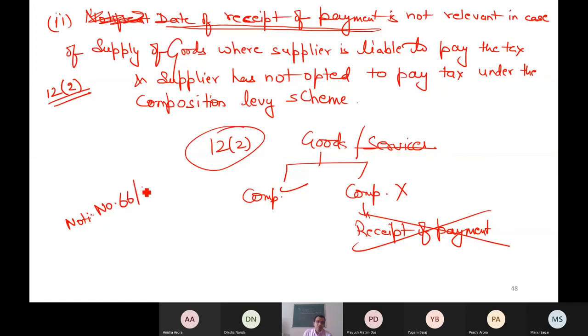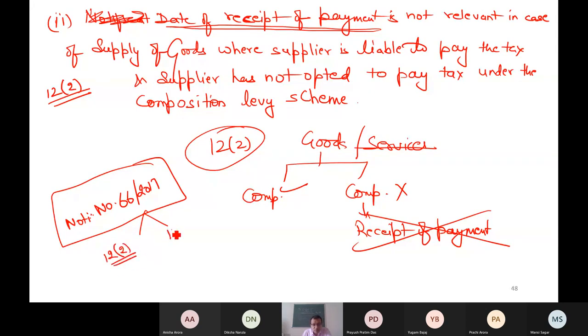Notification number 66 of 2017 covers two sections. It is applicable for section 12 subsection 2 also, and it is applicable for this section 14 also. That payment date is not relevant in case of supply of goods where supplier is liable to pay the tax, and if that person has not opted to pay tax under the composition levy scheme. So that is applicable for section 14 also.